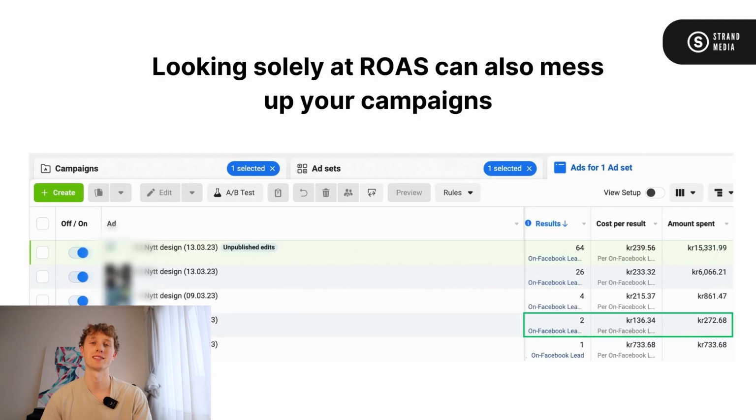So now I'm going to show you a scenario where this plays into more of the micro level, where we're actually inside a Facebook Ads Manager and we manage campaigns.